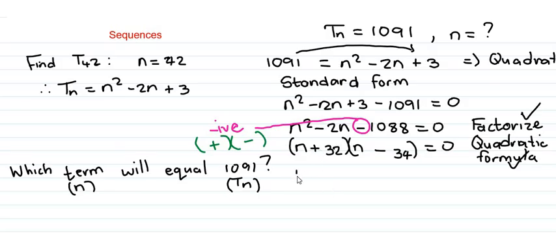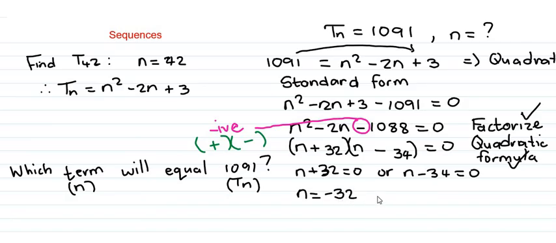And then we solve for n. I find that n plus 32 equals 0 or n minus 34 equals 0, and then n is negative 32 or n is 34. So between these two, one of them is correct and the other one is incorrect. Because n is a position and n is never negative, this one has no solution or is not applicable. So the only solution is n is 34.